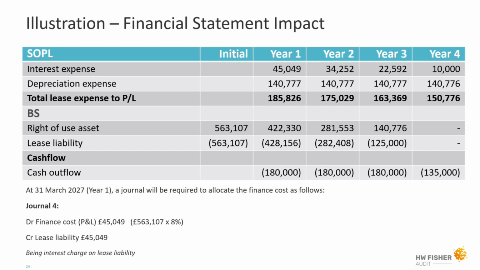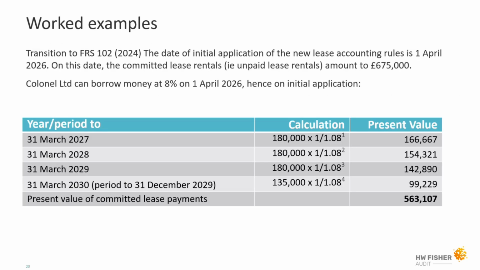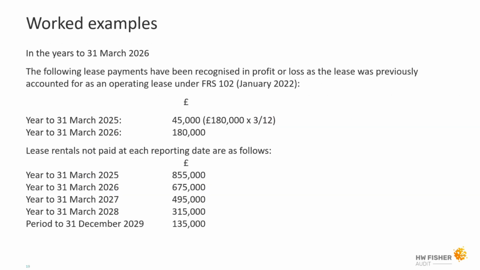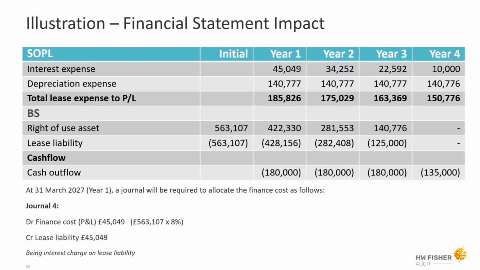So you're going to have your depreciation expense. But on top of that, you're going to have another expense. You're going to have your interest expense. So that interest expense is unwinding that lease liability. So that's unwinding the present value. So we discounted it down. If we go back, just for everybody's benefit, we started with £675,000 of expected cash payments. We discounted it down to £563,000. So we've got to unwind that now over that period.